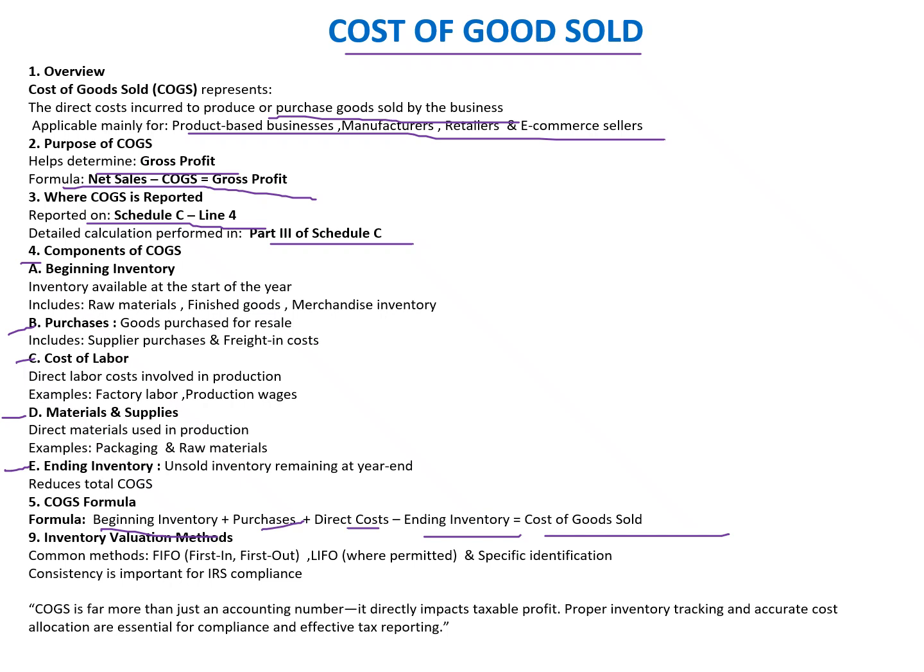We can use the FIFO formula, which is very relevant and preferred, LIFO whenever permitted, and then the specific identification formula. This is very important because these are the listed methods defined by the IRS. So COGS is far more than just an accounting number. It directly impacts the taxable profit. Proper inventory tracking and accurate cost allocation are essential for compliance and effective tax reporting. Now we'll move to the next slide and understand the expenses line by line.